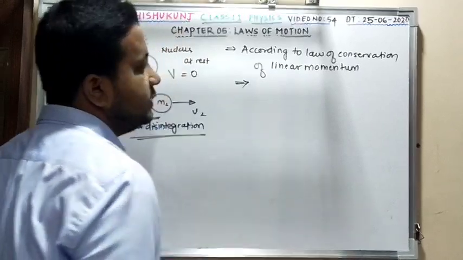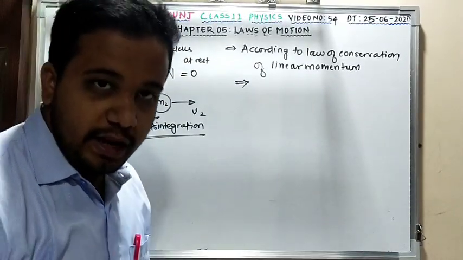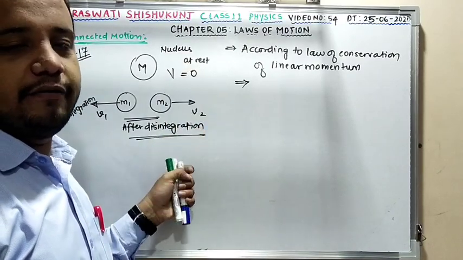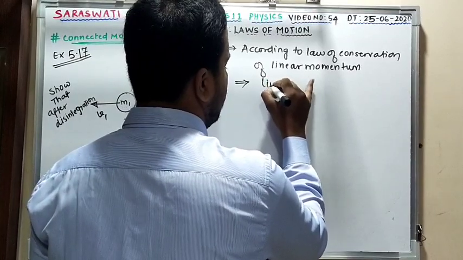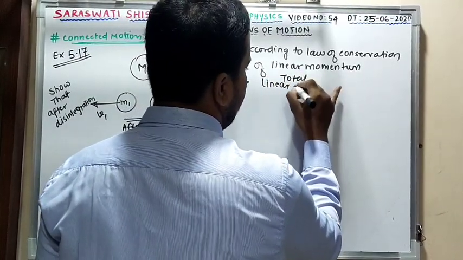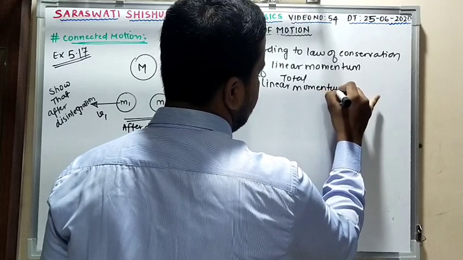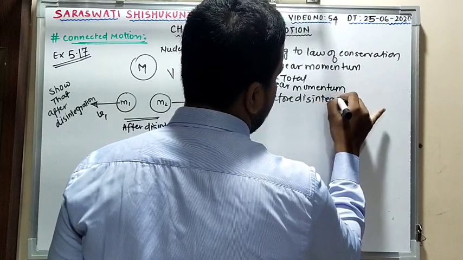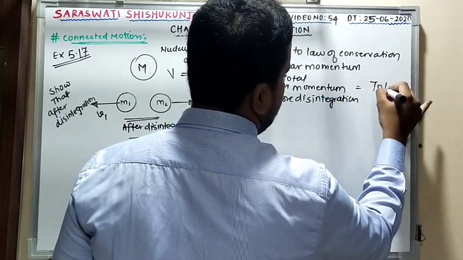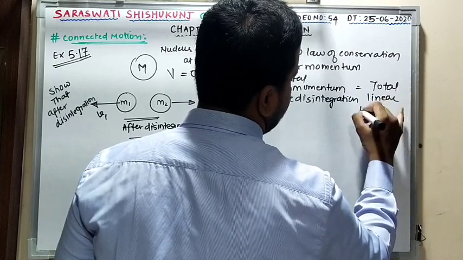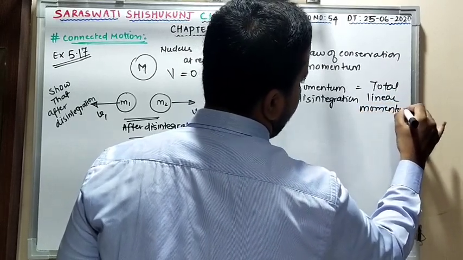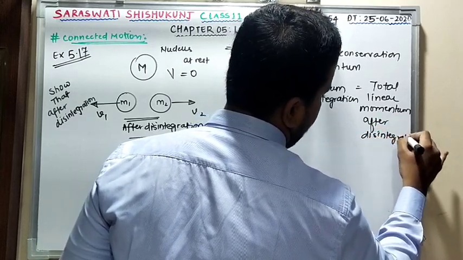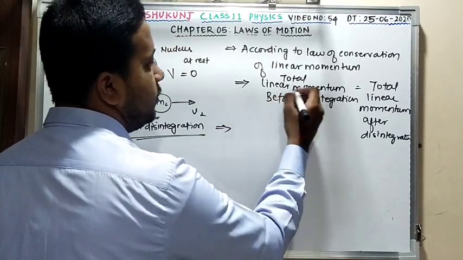what are we going to write? Can you tell me, according to the law of conservation of linear momentum? Very good. Linear momentum before disintegration is equal to linear momentum after disintegration. So you can say the total linear momentum before disintegration is equal to the total linear momentum after disintegration. Clear? 100%.